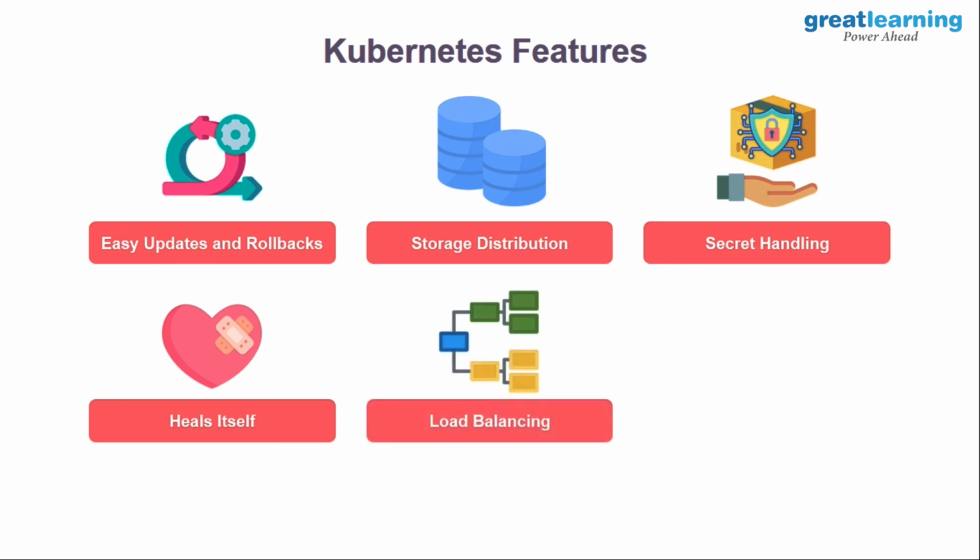And load balancing. Now, load balancing is also important. You need to manage the kind of traffic that is going from one particular service to another. So you need to manage how much capacity there is. Kubernetes is also very good at doing that.